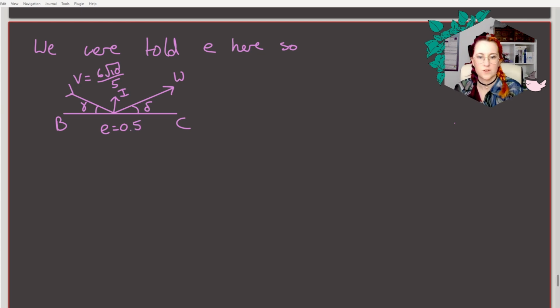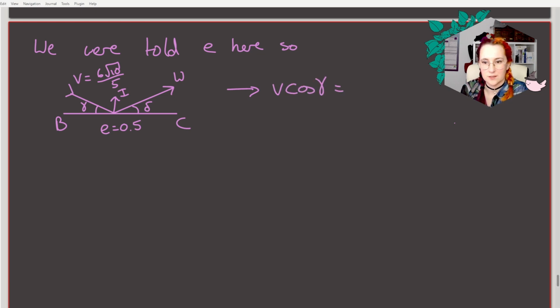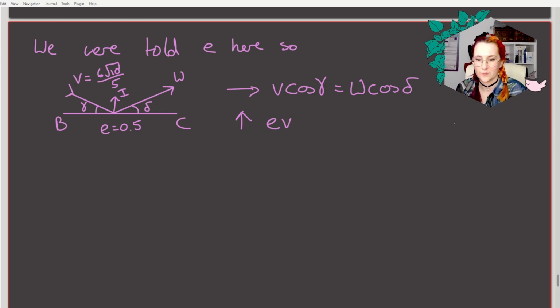Okay, so here doing horizontal, we have V cos gamma is W cos delta. I really want to put the opposite things there. I don't know why. And then vertical, we have EV sine gamma is W sine delta. Getting there. We want to find delta. We know E and we know V.